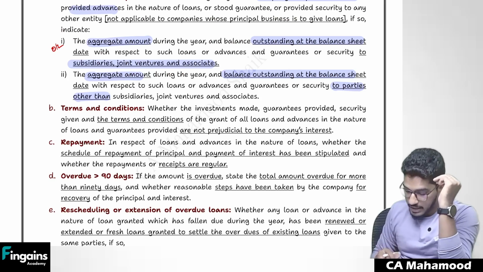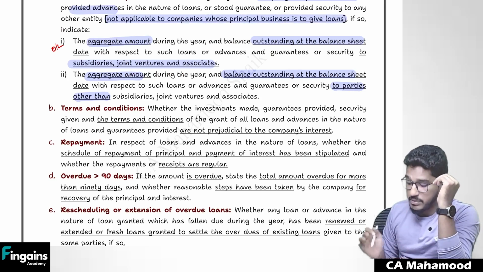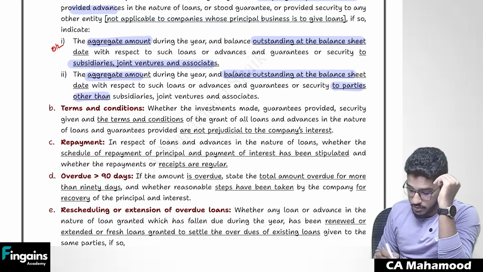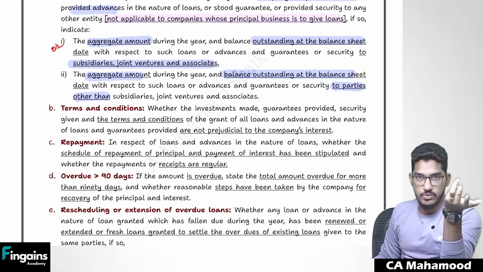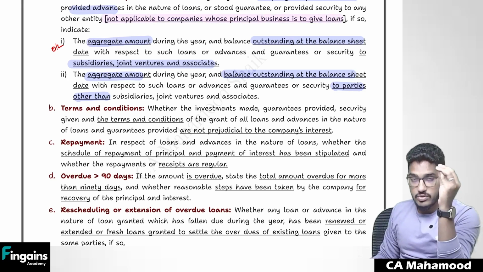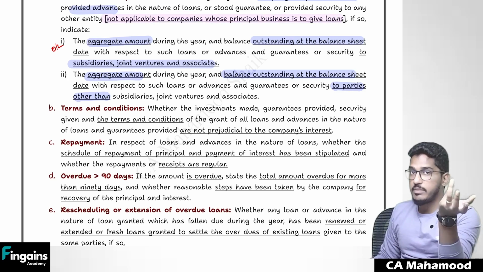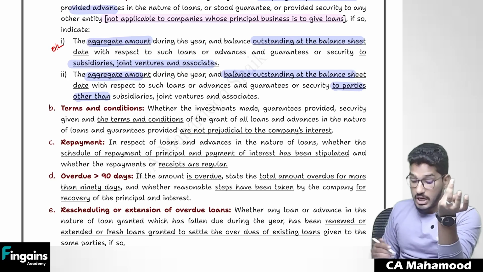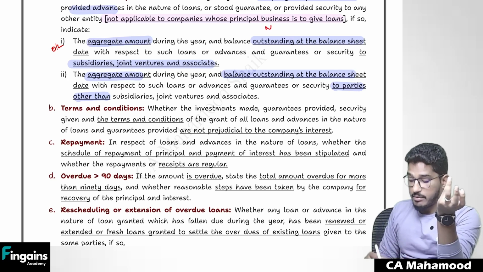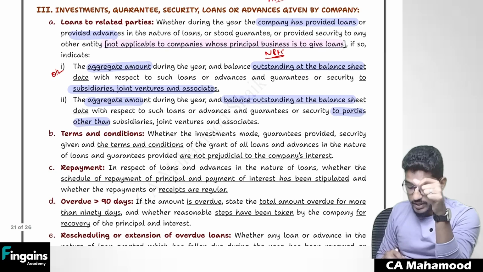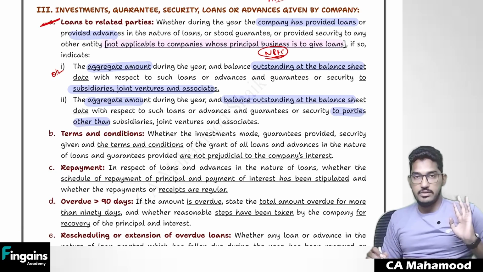However, this point is not applicable to companies whose principal business is to give loans. This is very, very important. This point will not become applicable to companies whose principal business is to give loans. So whose principal business is to give loans? Banks. But anyhow, for banks, CARO itself is not applicable. However, NBFCs also can have a principal business of giving loans. For NBFCs, CARO will become applicable, but this point will not become applicable. You need not report this point in case of NBFCs.